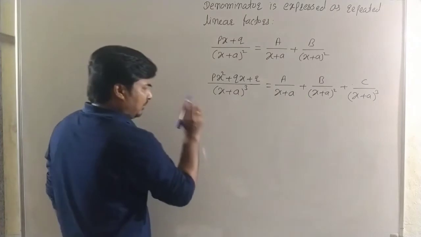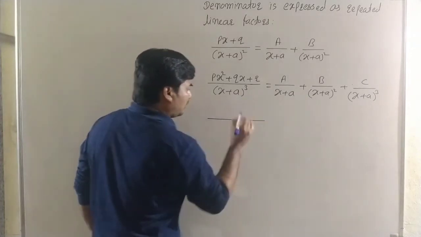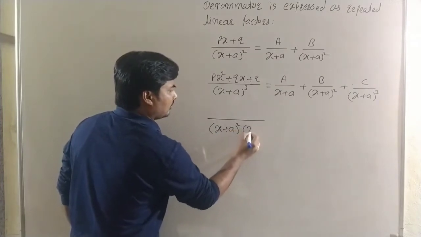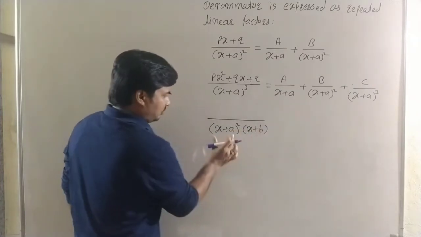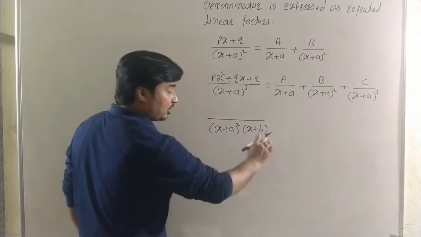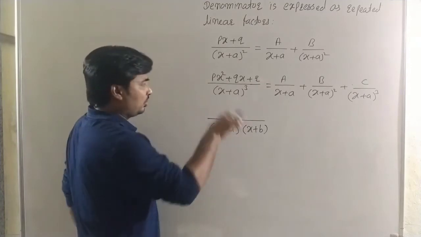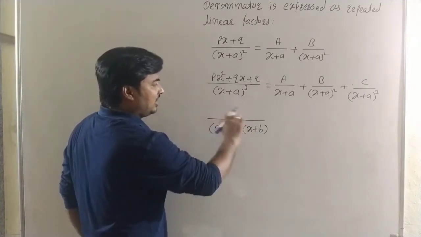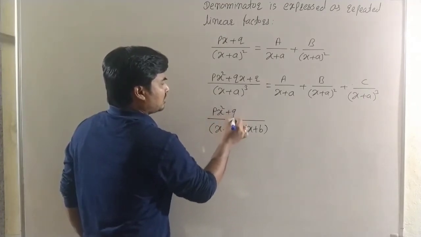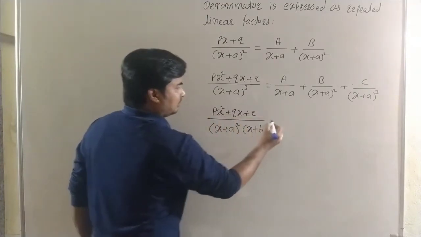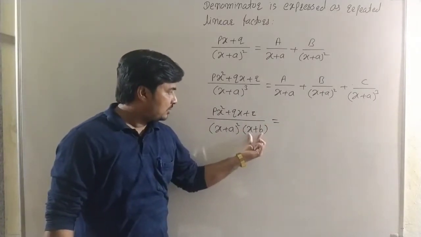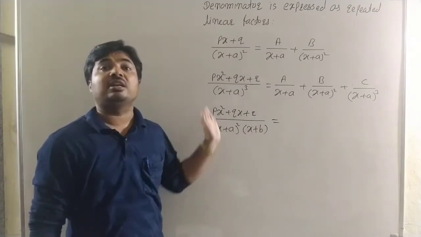Now if the denominator contains a cubic function, but there are 2 repeated factors and one is a linear factor. Here it is a quadratic and a linear, the product of these is a cubic function. So in the numerator there is a quadratic, linear or constant. We can write px square plus qx plus r. Then see carefully, there are 2 factors, x plus b and x plus a, but x plus a is repeated.